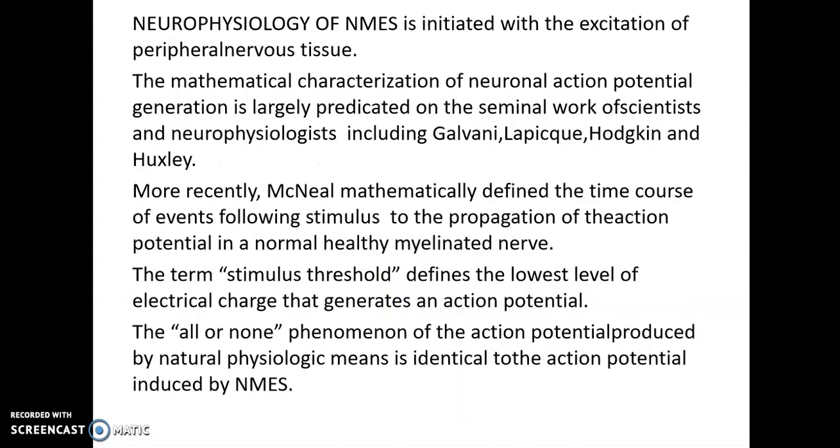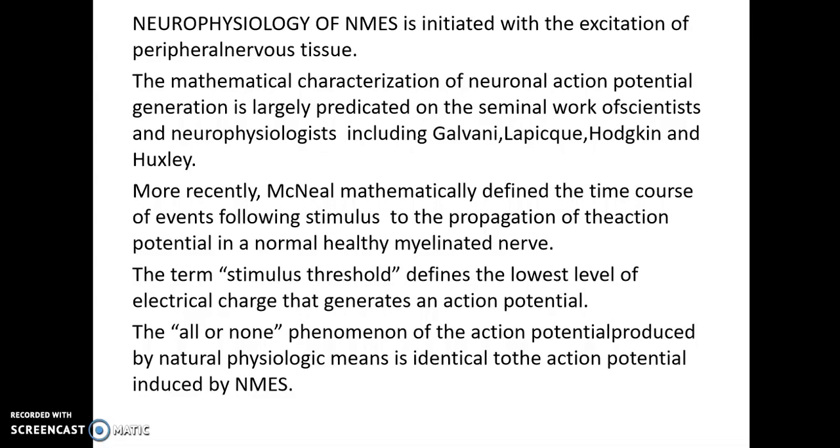So, neurophysiology of NMES. What is happening inside the nerves when you are applying it? Physiological changes in the nerves while applying NMES or neuromuscular stimulation or any kind of stimulation. We are talking about functional or FES or FNMS. The NMES is initiated with the excitation of the peripheral nerve tissue. When we apply an artificial stimulation, it starts with the excitation of the peripheral nerve.